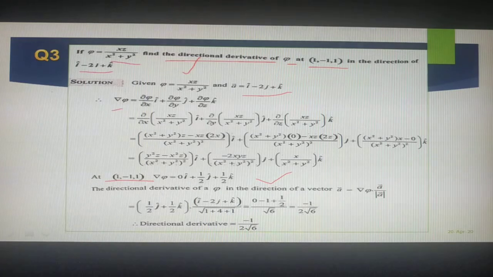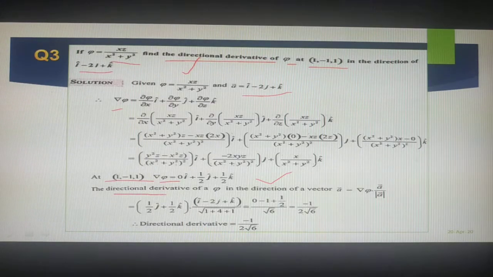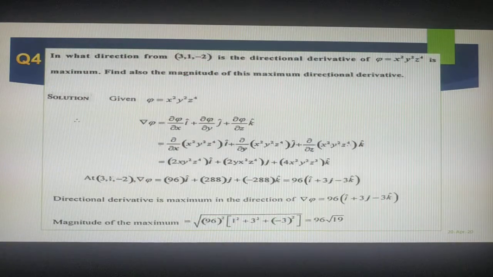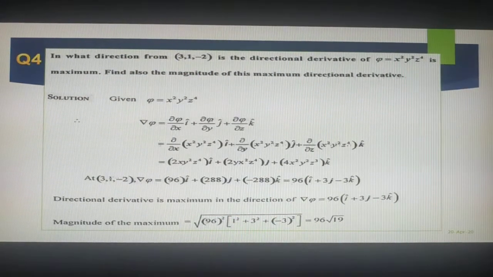Okay, so just find at this point what your del pi is, that is some vector point function, and we need to find the directional derivative of pi in the direction of another vector a bar. So that will give us del pi dot a bar by mod a. So your directional derivative here, that negative sign shows that the change of that vector is in the opposite direction.